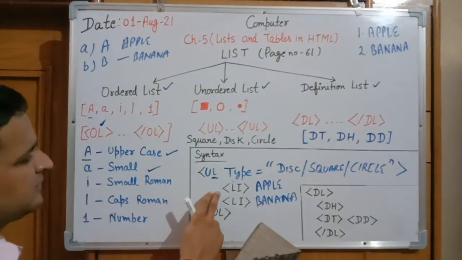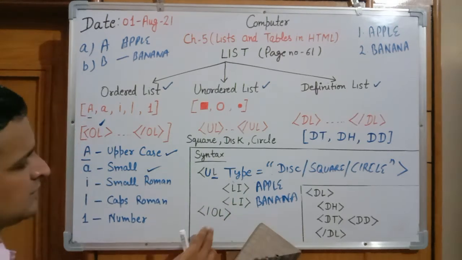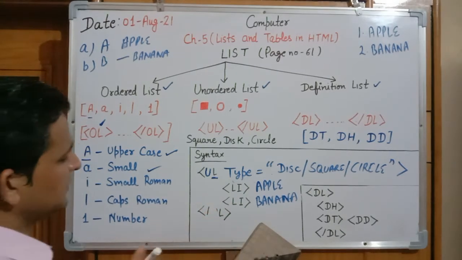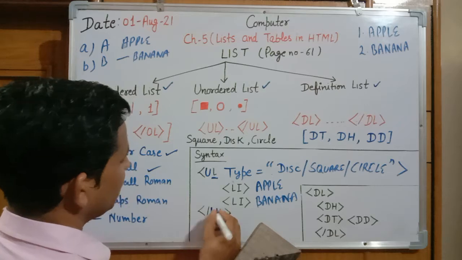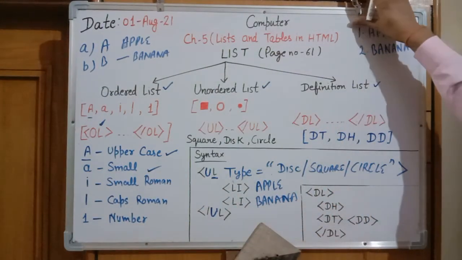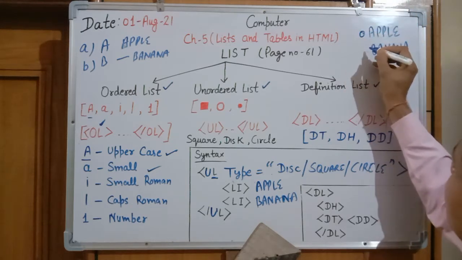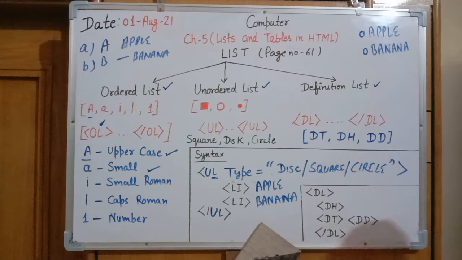And afterwards same thing, in LI I write the item, in second LI I am writing the item, and afterward at last it will complete with UL, unordered list. So what will be the result of this one? The result will be this and this. It is the concept of unordered list.